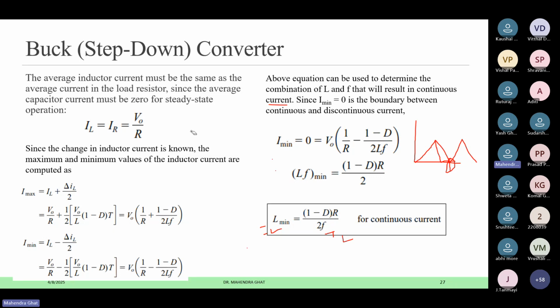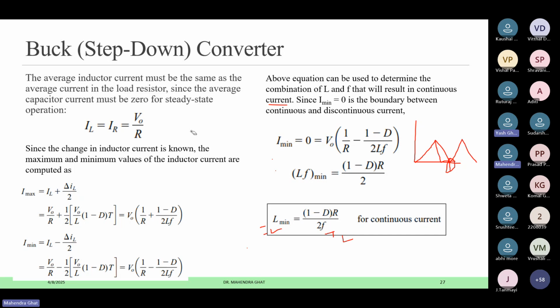So this is regarding choosing L, f and all that kind of thing. Then comes how you choose the switches. Choosing a switch requires the voltage across the switch and the current through the switch, either it is a diode or whatever semiconductor switch you are using. So the voltage stress across the switch and the current flowing through it are the two main factors to choose any switch.